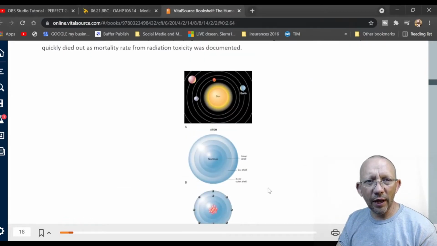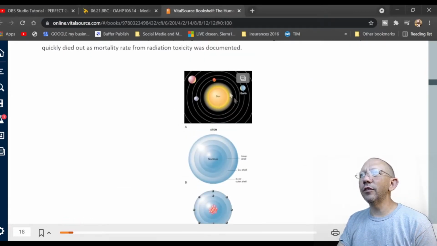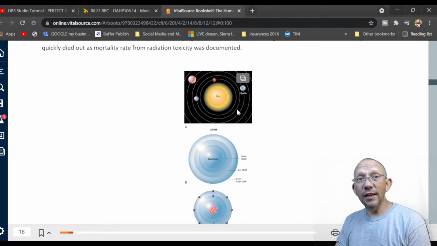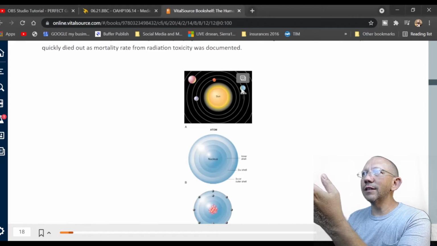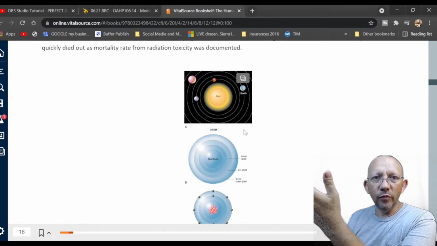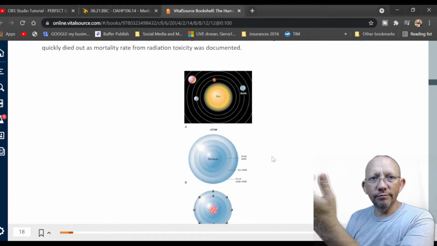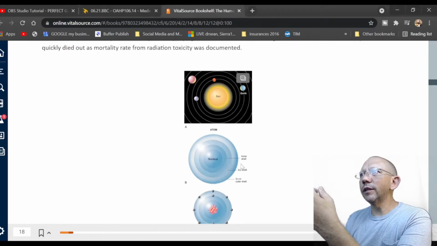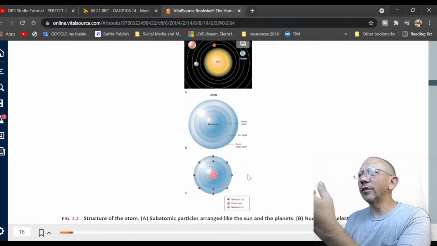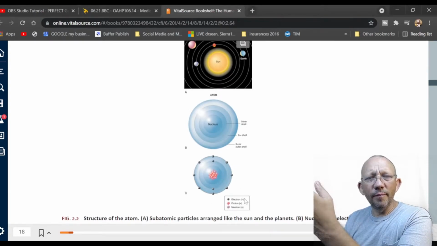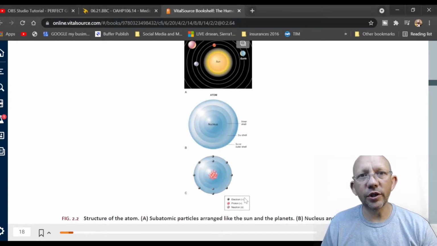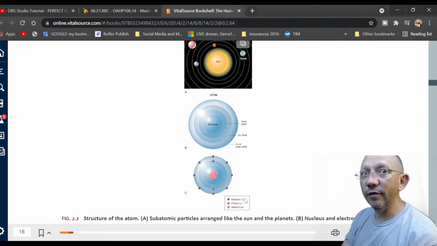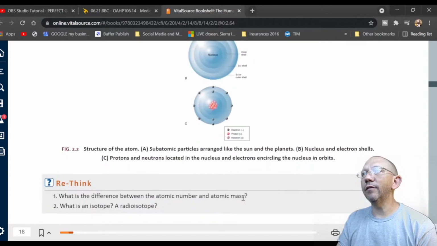Here we have some different ideas of the atoms, and they're using this example of the sun. The sun is like the nucleus, and then you have these around the outside. What are those called? Electrons. Here we have the nucleus, and you have different shapes of everything. There we go, protons, neutrons. Neutrons are neutral, with no charge. Protons are positive, they have a positive charge. And electrons are negative.